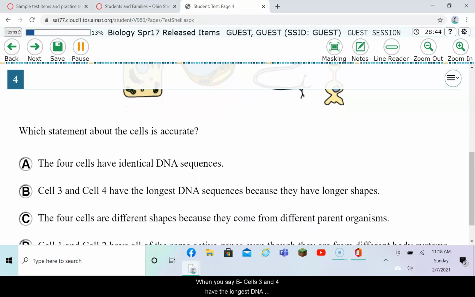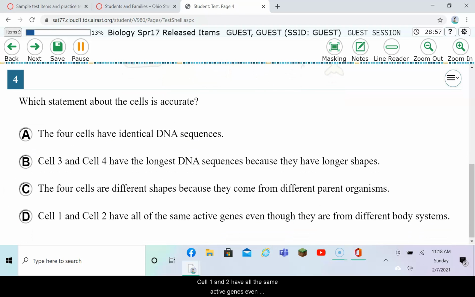When you say B, cells 3 and 4 have the longest DNA sequence because they have longer shapes, no. The 4 cells are different shapes because they come from different parent organisms, no. Cell 1 and 2 have all the same active genes even though they are from different body systems. Again, if you are coming from the same animal, it doesn't matter what cell you come from, the DNA sequence will be the same.